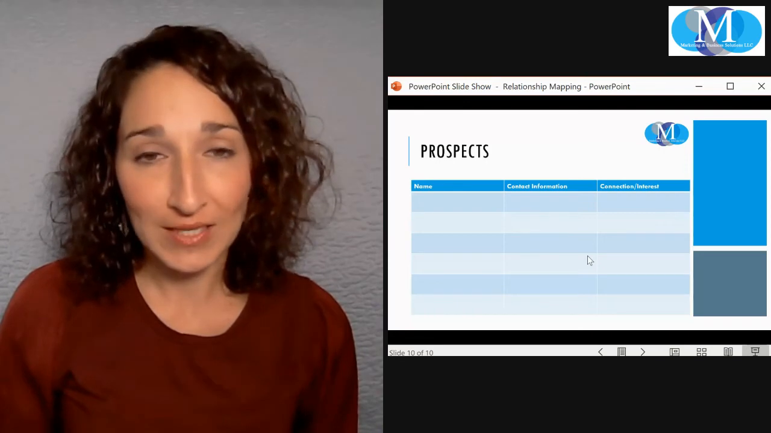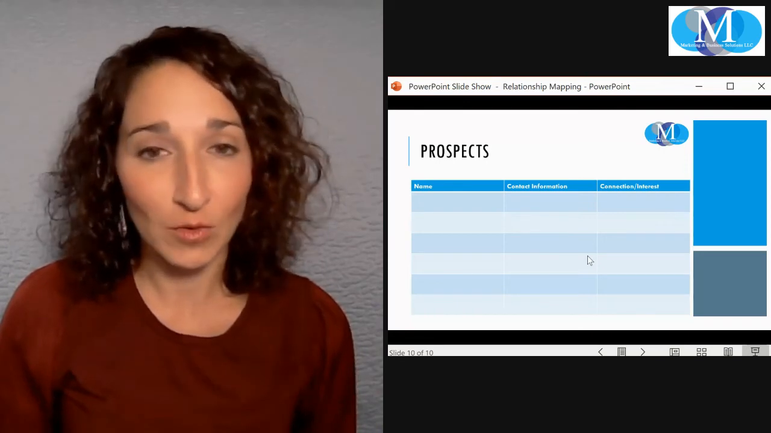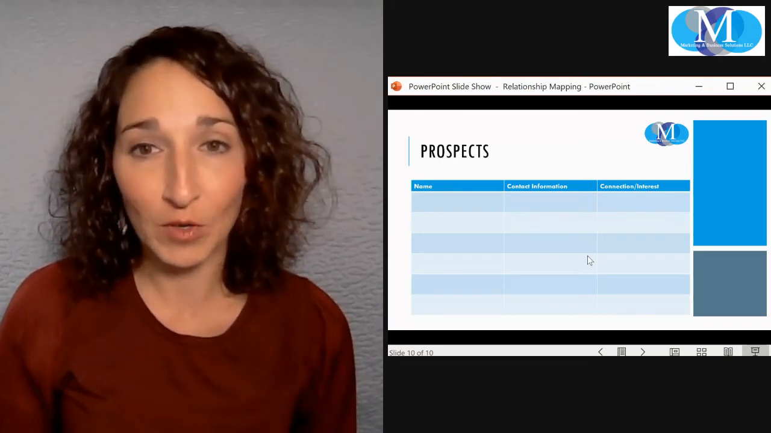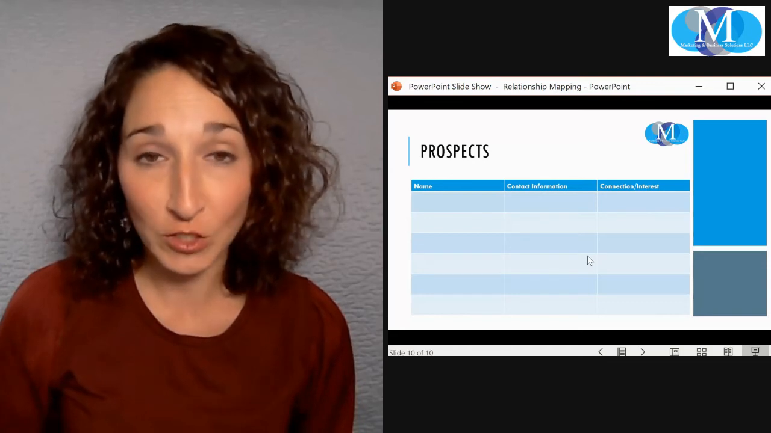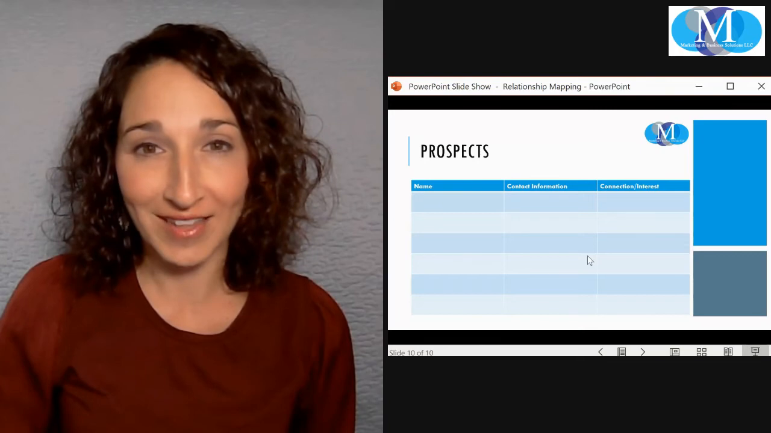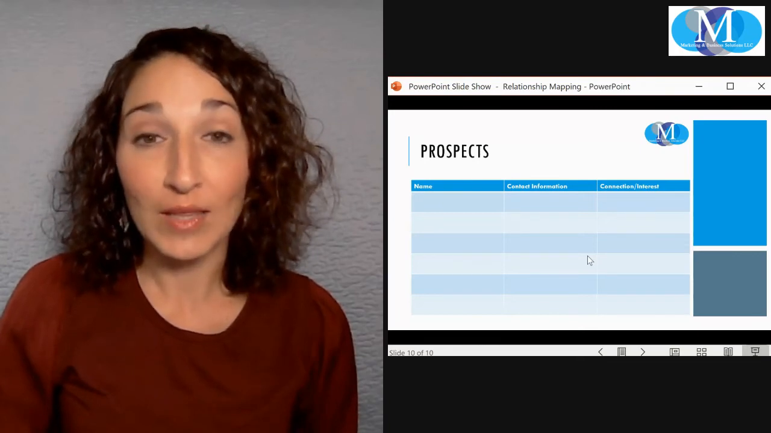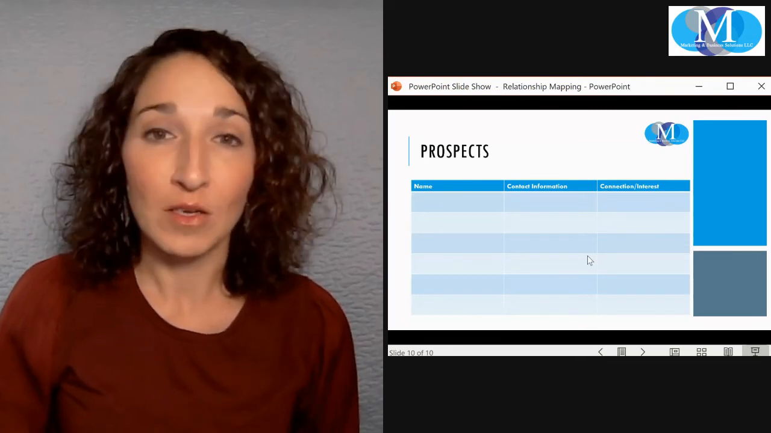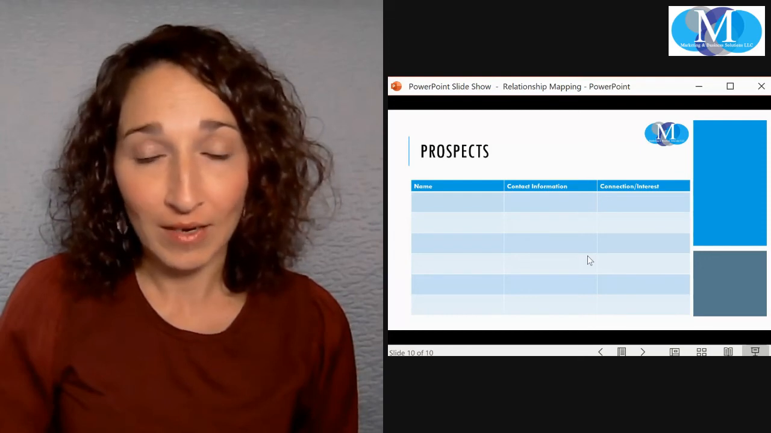So my prospect table typically looks like this. I don't have it filled out, but you would put their name, their contact information, and then that connection point, the resource they have in abundance, or the resource that they have that you would like to be connected with, and reach out and make that connection.